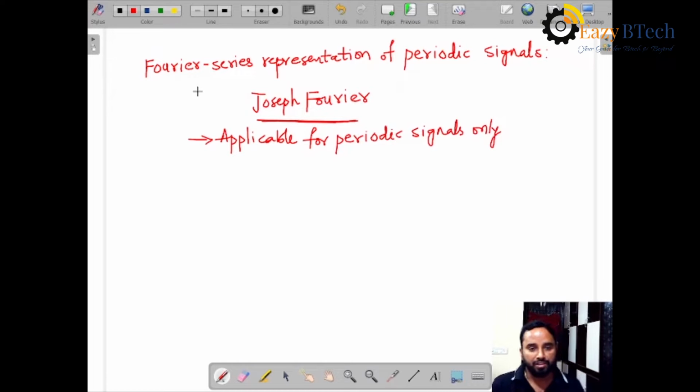And we have continuous time Fourier series and discrete time Fourier series. So here we are going to discuss only continuous time Fourier series, that means Fourier series of continuous time periodic signals.